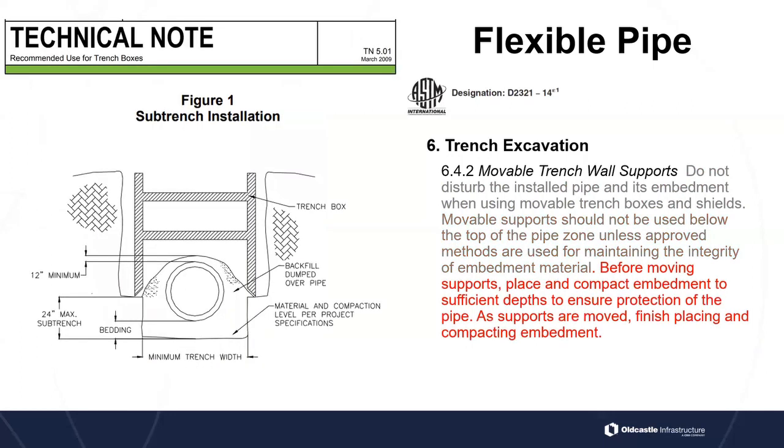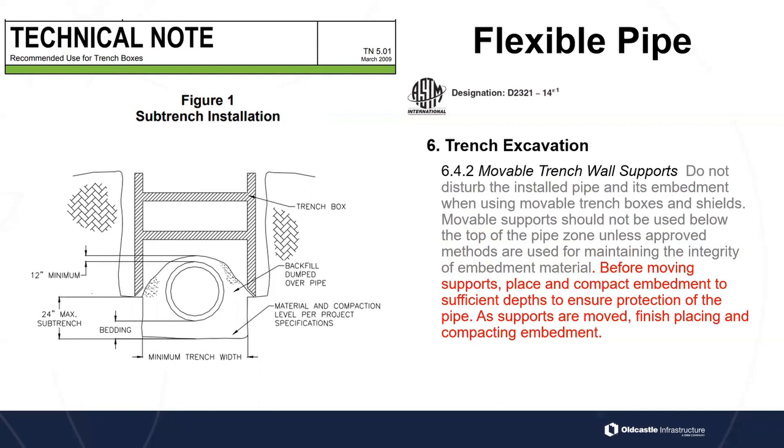Okay, so let's look at this. This is a sub-trench installation from one of the pipe manufacturer's technical notes. So you look at this and how they show that it should be used. But to me, that looks like it's violating the recommendation there that says movable supports should not be used below the top of the pipe zone. If you remember, the top of the pipe zone is the top of the pipe plus either 6 or 12 inches there. But even if we brought it up to the top of the pipe, how do we use a sub-trench installation, and how do we use that where it looks like it's still below the top of the pipe, right?